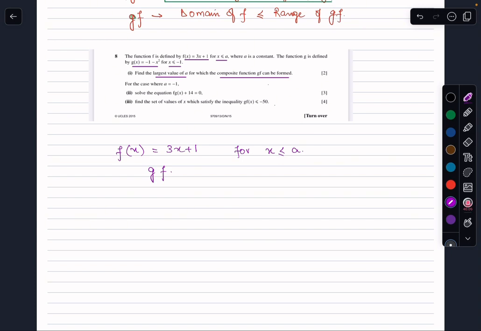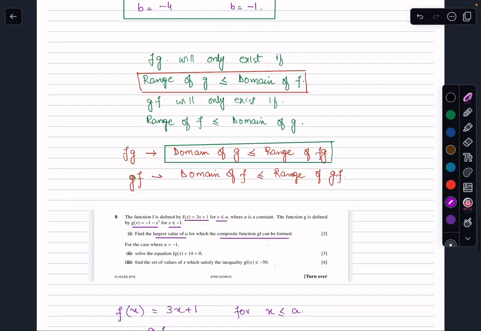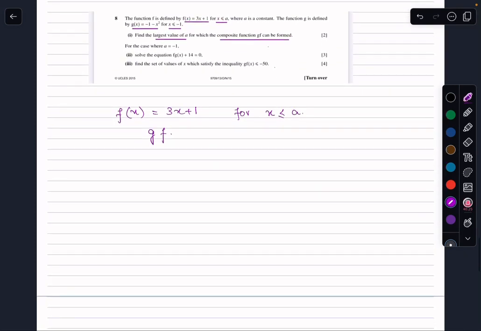If that is the case, then we have discussed the two functions for which we said that the range of the first function should be less than or equal to the domain of the following function. So in this case, the first function is f, so the range of f is what we need.